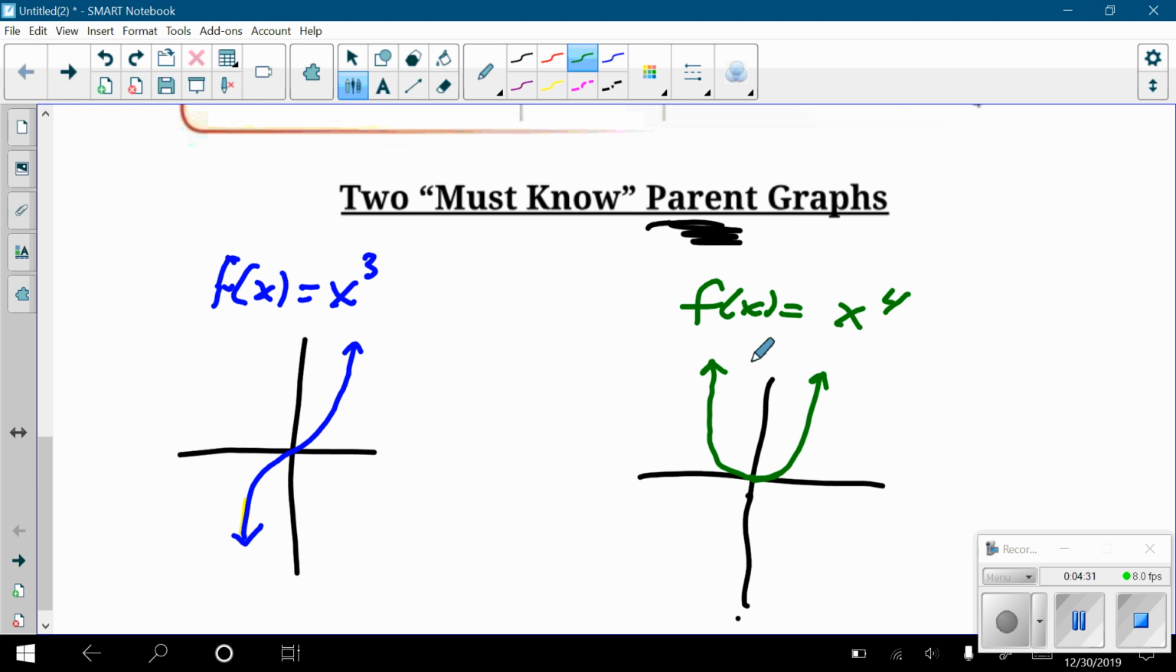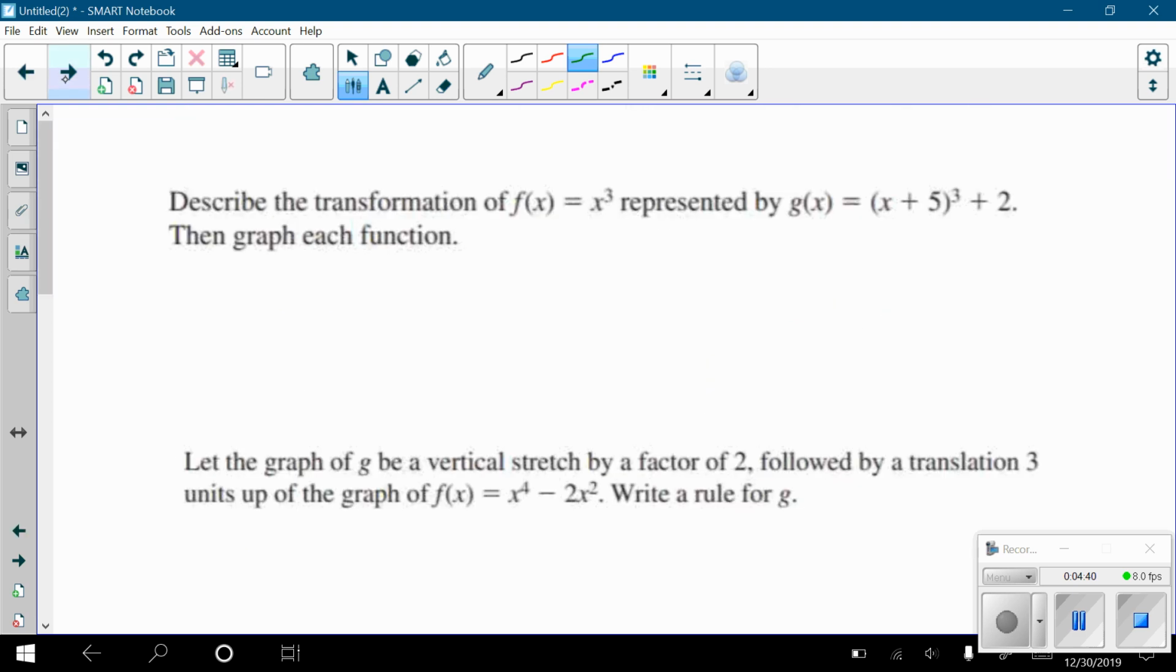Okay. It'd be good to know what those two graphs look like because we're going to transform those around a lot. Okay. All right. So then a few problems here. Shouldn't be too bad. Describe the transformation of f of x equals x cubed represented by g of x equals (x plus 5) cubed plus 2. And then graph it.